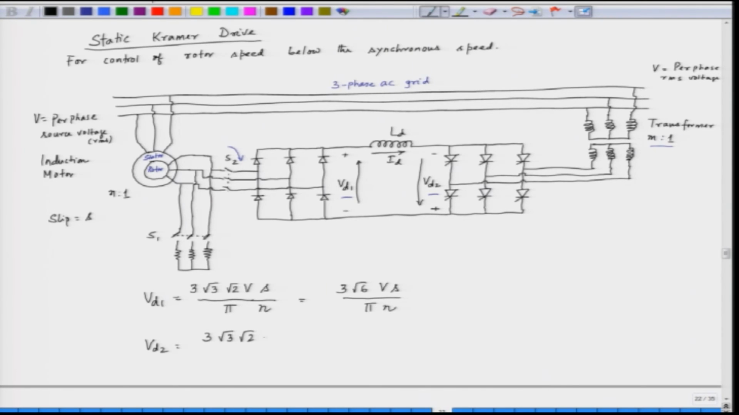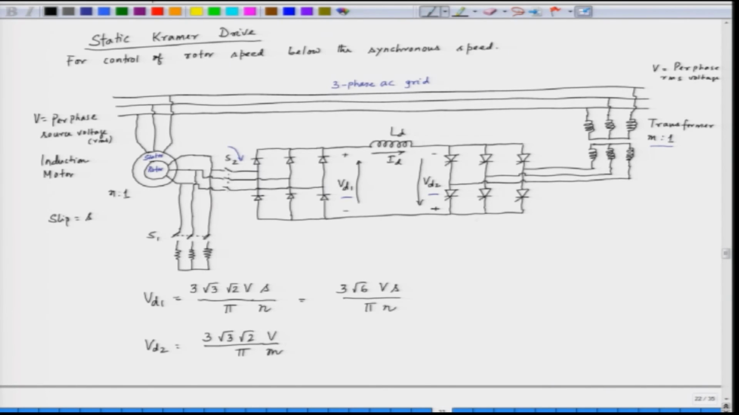So, that is V here. So, 3 Vm by pi, and the transformer has a turns ratio of m:1. So, in the secondary side, this will be appearing as this by m. So, this is the expression for VD2. So, we have the expression for VD1 and VD2, but the output in this case has to be controlled.